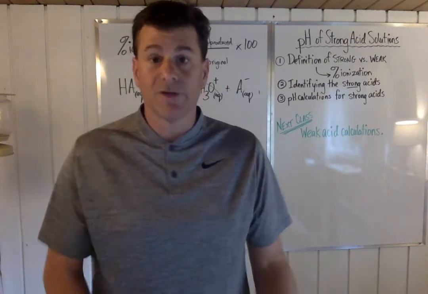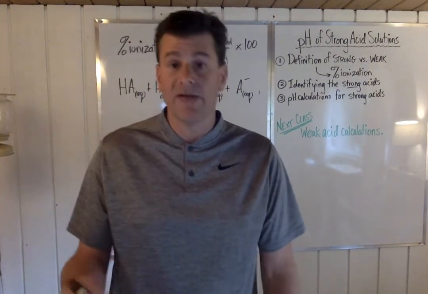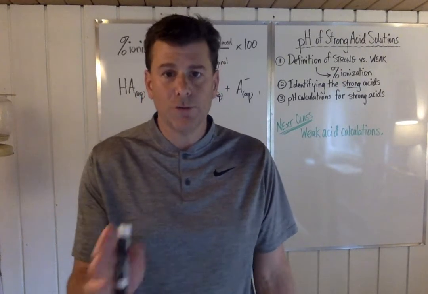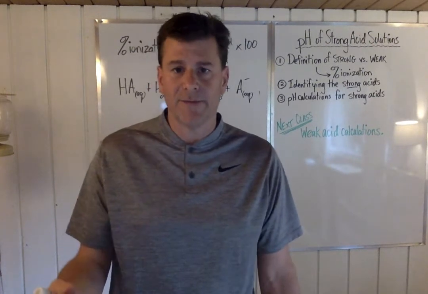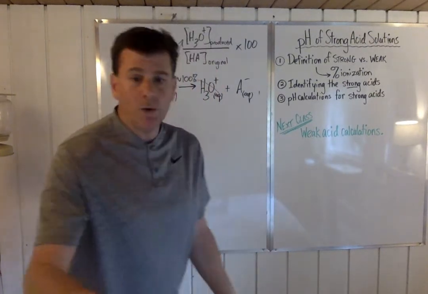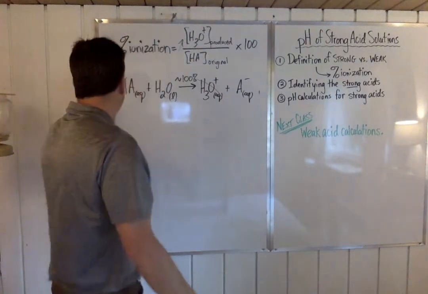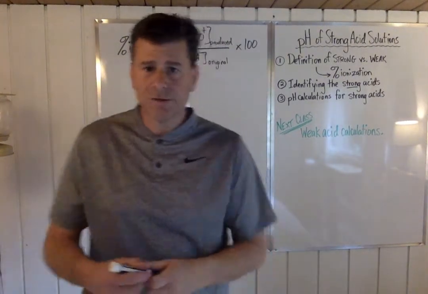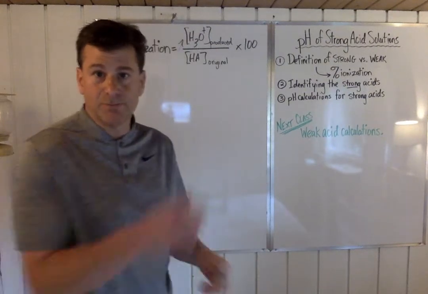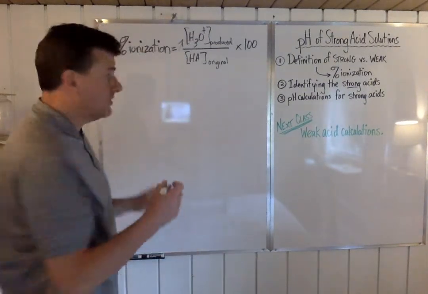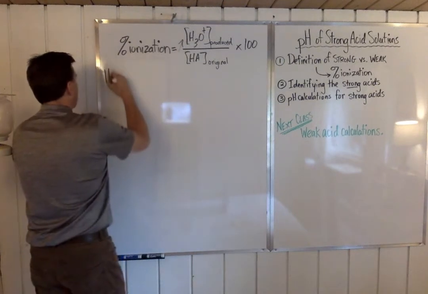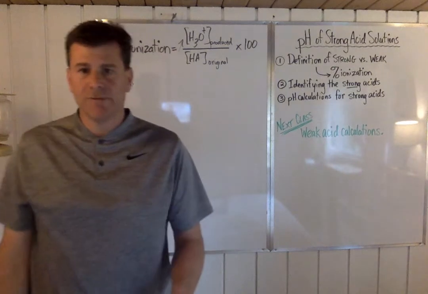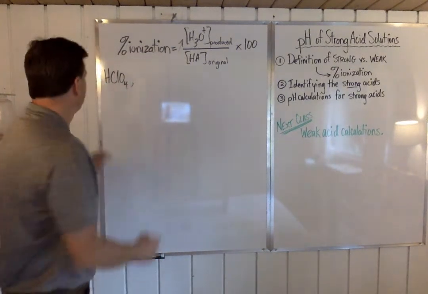There are 6 of them. They're in the data booklet. They're usually labeled. They have a one-directional arrow towards the products. And you have to know this because you deal with them mathematically slightly differently. So what are the strong acids? You should know them off the top of your head. So I'm going to list them here, just in a list across the board. The first one is perchloric, which is HClO4.